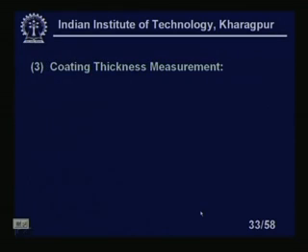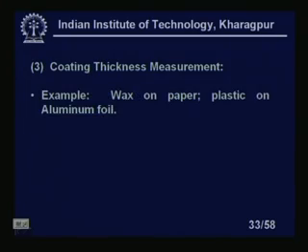Now, coating thickness measurement. One of the good examples of coating thickness is what I told you in the strip chart recorder, that strip chart is coated with a wax. In that type of situation I need to control the thickness of a fine coating, whereas in the rolling mill it is quite large. Here it is a fraction of a millimeter in the coating, whereas there it is integer multiples of millimeters. Example, wax on paper or plastic or aluminum foil. Wax on paper is a good example, which is used, as I told you, in the strip chart recorder.